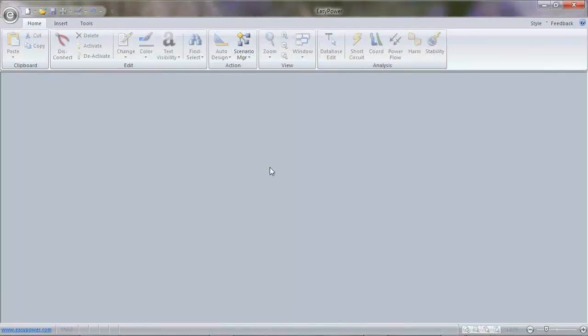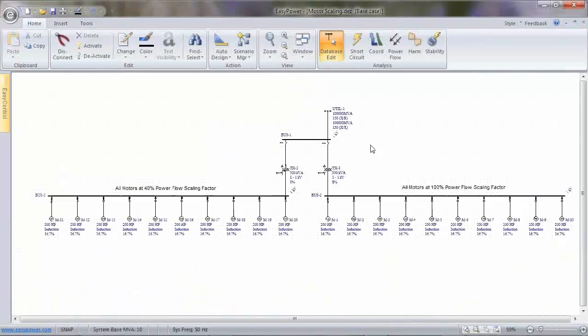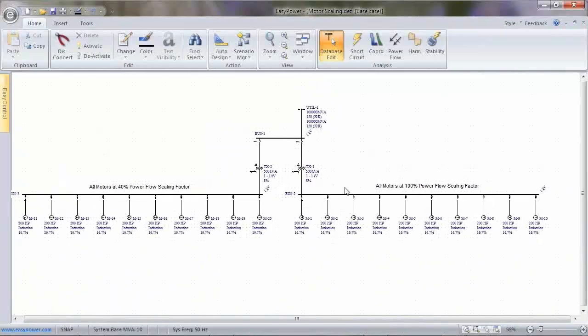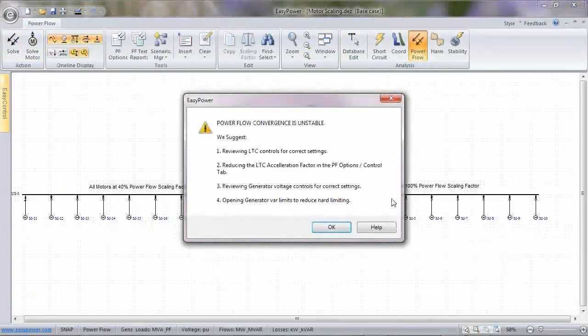Motor scaling. Okay, so for motor scaling, let's say I accidentally, or just because of the way my process is, I put all motors in, 100% power flow scaling factor. Can't solve. I've got too much load through this transformer.